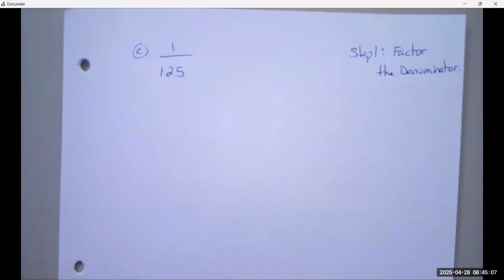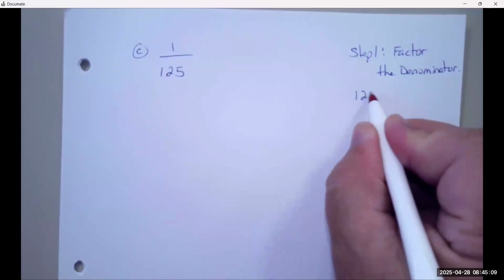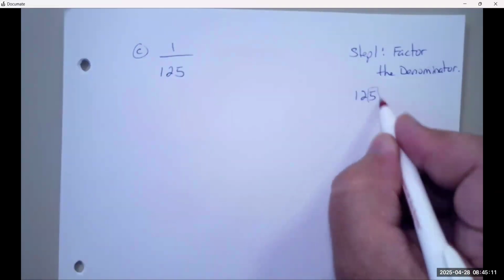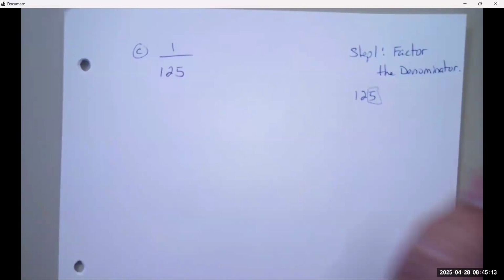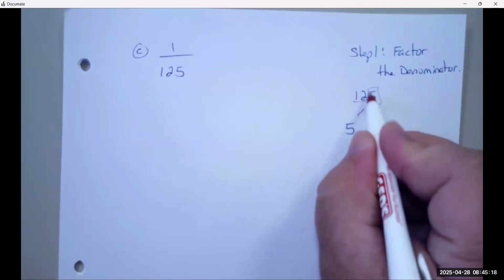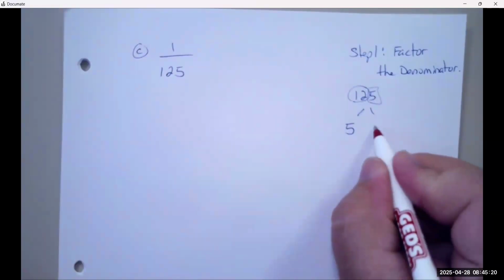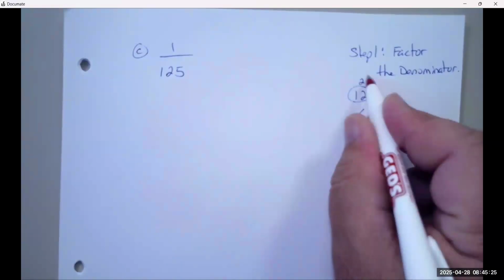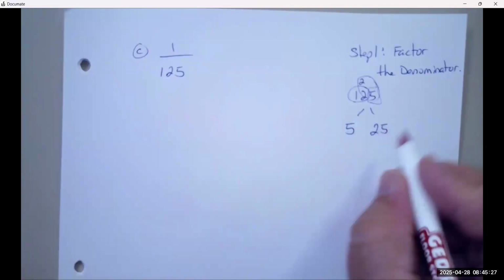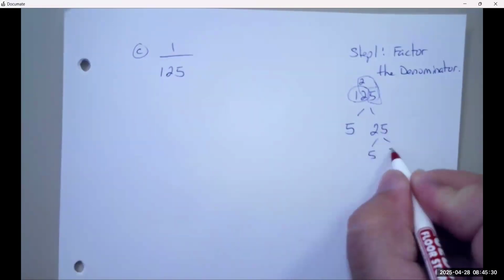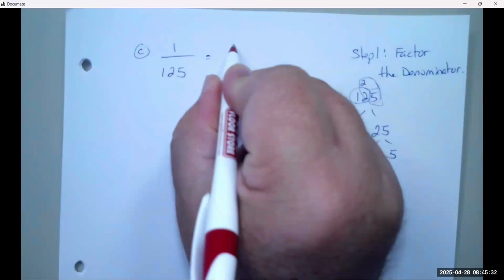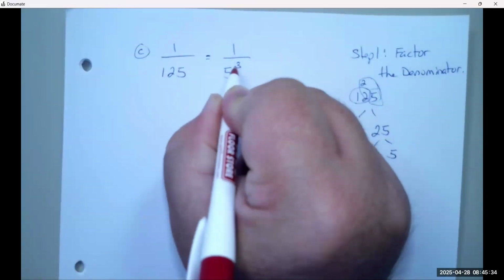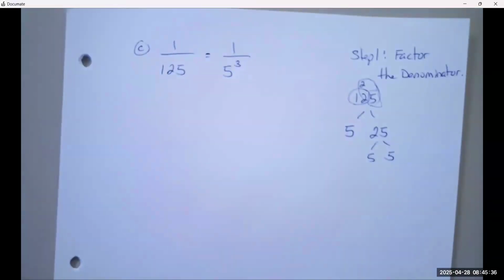Factor the denominator. So you get 125. Since it ends in a 5, we know it's divisible by 5. 5 goes into 12 how many times? Twice. With how many left over? So 5 goes into 25 5 times. 25 is 5 times 5. So our denominator is 5 to the third.